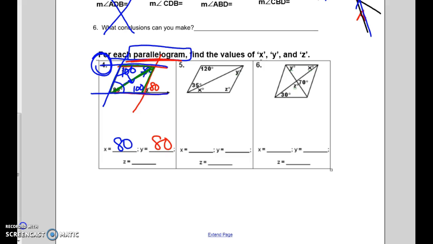And then right here, this is a straight line. How big is a straight line? 180. So if I wasn't sure that this one was 80 yet, then I for sure have a straight line. If that one's 100, that one has to be 80.